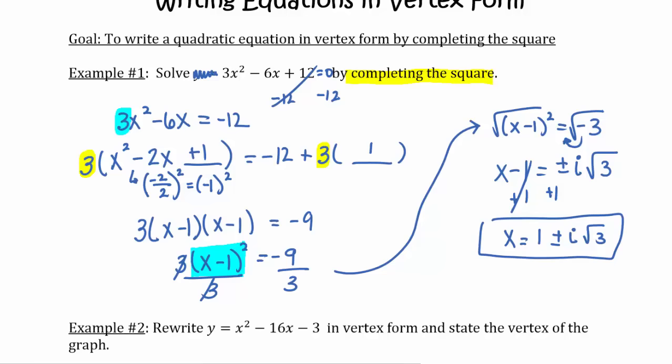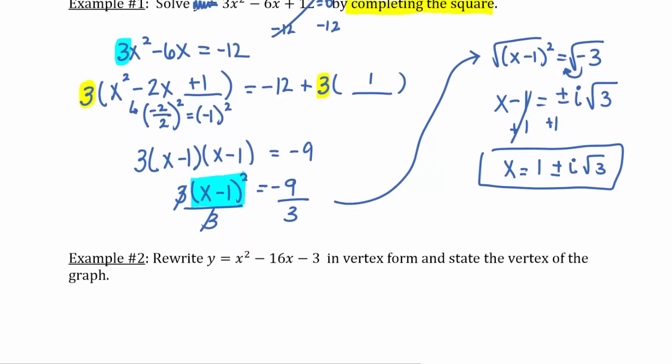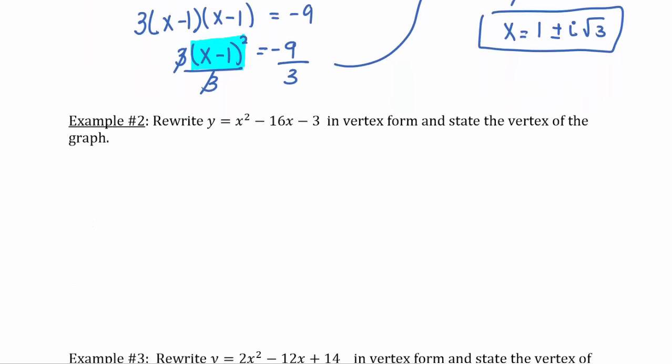Alright, so we're going to use that process to help us write these equations in vertex form and then state the vertex. This is important for graphing, right? We already did graphing where we looked at the vertex. We did transformations. All of those things require your equation to be in vertex form. So the process is very similar. It's just not exactly the same because we're not solving. We're just rewriting. So the first thing that I need to do is add 3 to both sides.